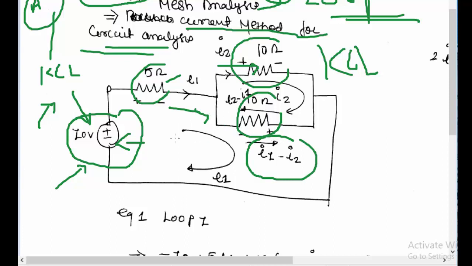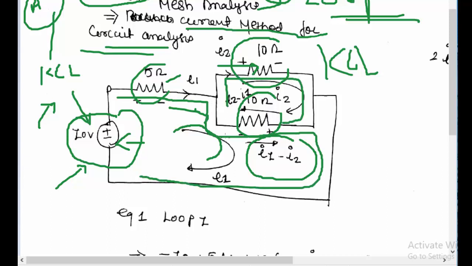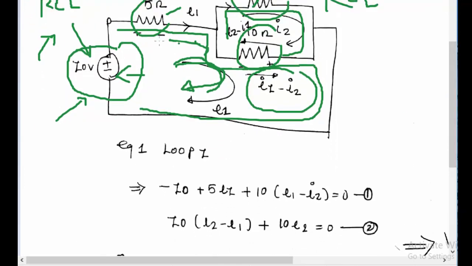Why we are writing this is that we are taking a mesh or a loop, which is any closed path. So this is a path which is closed, and this is again a path which is closed. This path will have a current I1 and this path will have a current I2, and we will solve for each of the loops. So for this path we will have an equation.